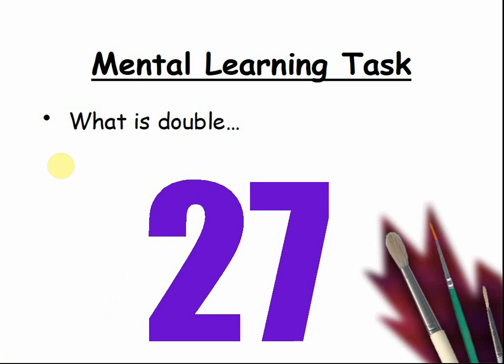What is double 27? 3, 2, 1, and tell me. That is correct. The answer was 54. Let's look at the next one.